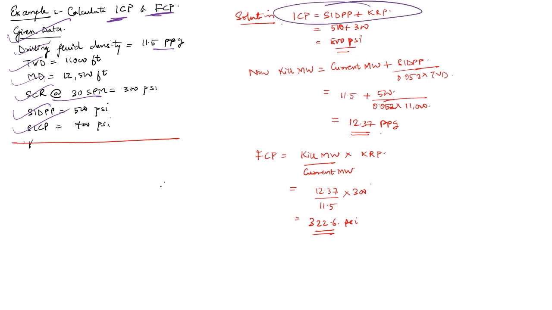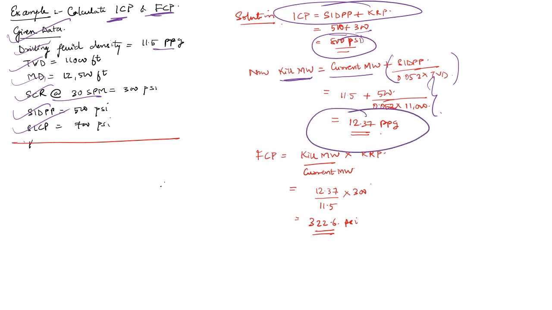Again, we know the formula of ICP, which is SIDPP plus KRP, where KRP is my kill rate pressure. 500 plus 300, my ICP would be 800 psi. Now to calculate the kill mud weight, we know the formula, that is current mud weight plus SIDPP divided by 0.052 into TVD. On placing the values, I will get my kill mud weight as 12.37 pound per gallon.